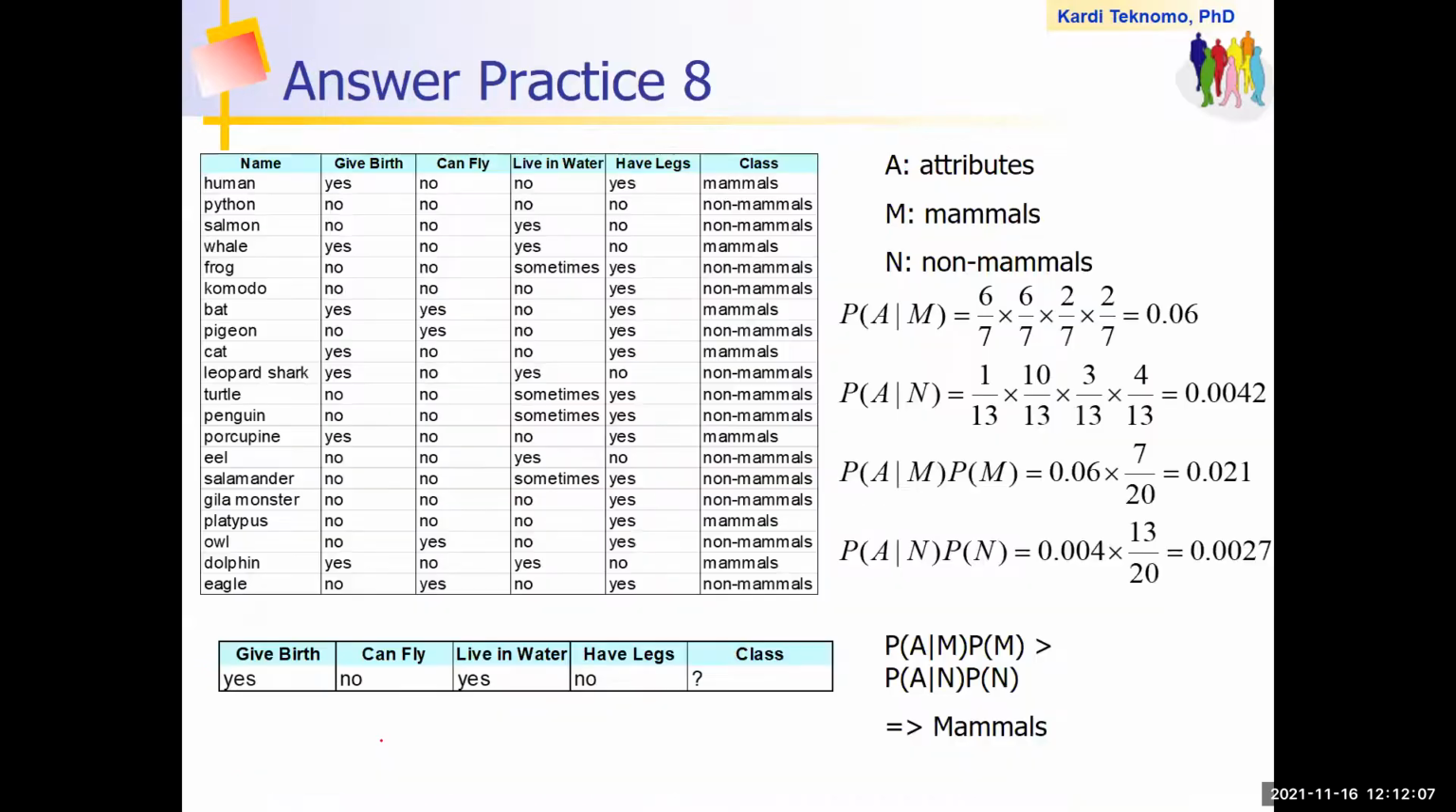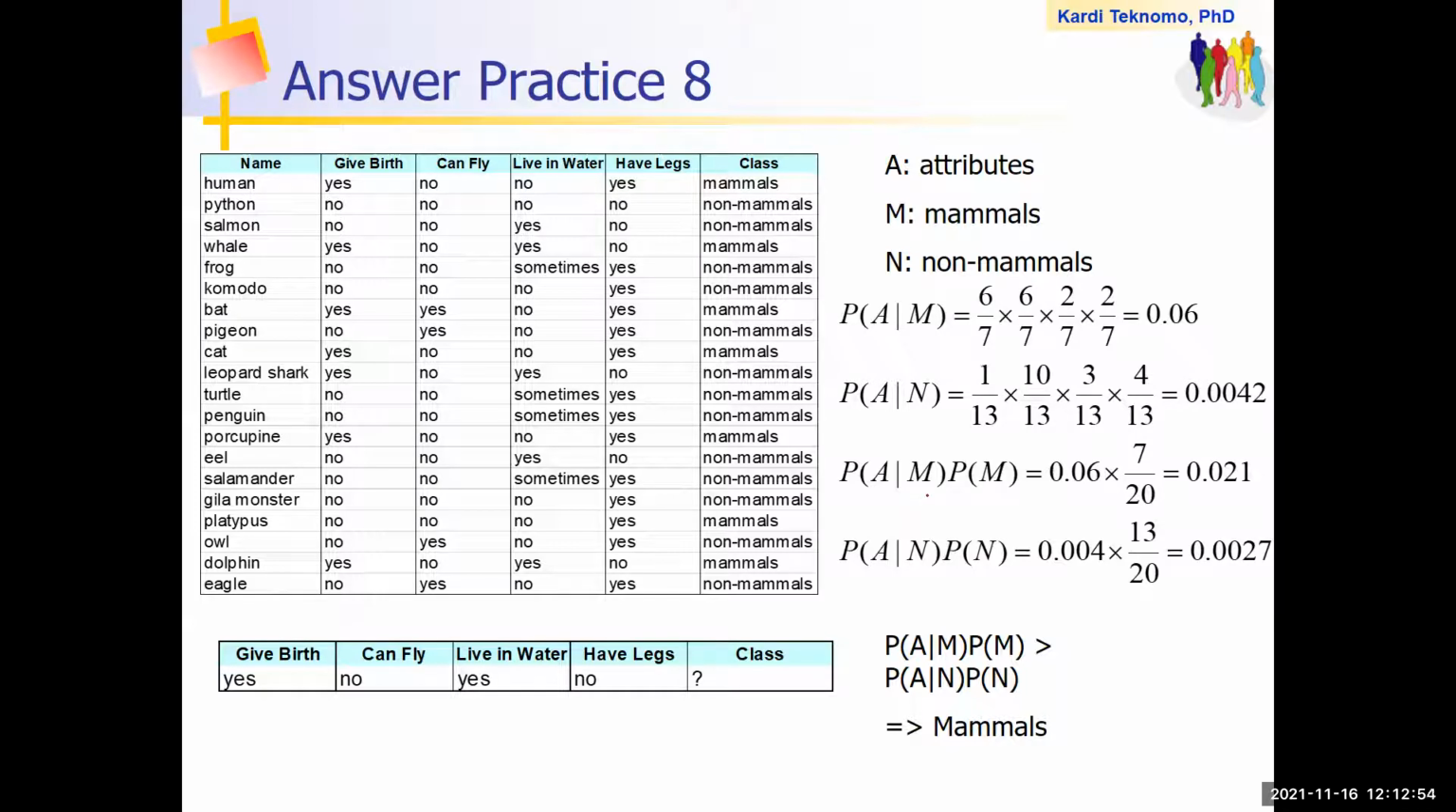Right. So how is the class? So you check. Okay, so I will say A in here is the attribute. And then M is mammal, N is non-mammal. So you check for give birth, mammal, and give birth, non-mammal. The same thing: no fly mammal, no fly non-mammal. Live in water mammal and live in water non-mammal. The same thing, no leg mammal and no leg non-mammal. So you multiply all of that, you get this value.